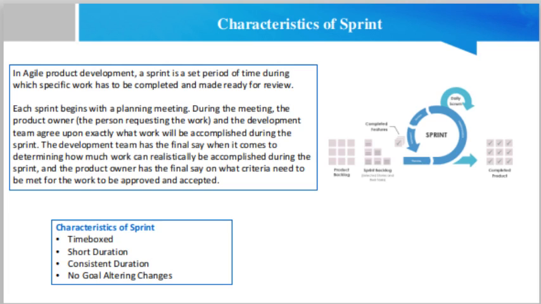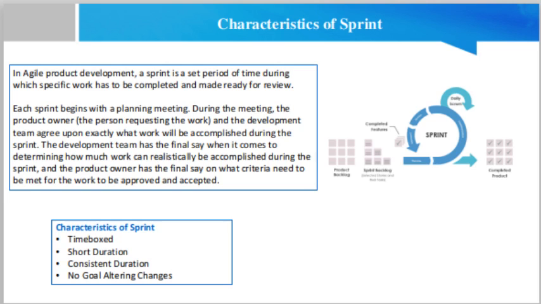Consistent duration. Consistent duration is another crucial characteristic of a sprint. It means that if you have a 1 week sprint, then all the sprints in the project will be of 1 week. So why do we do that?